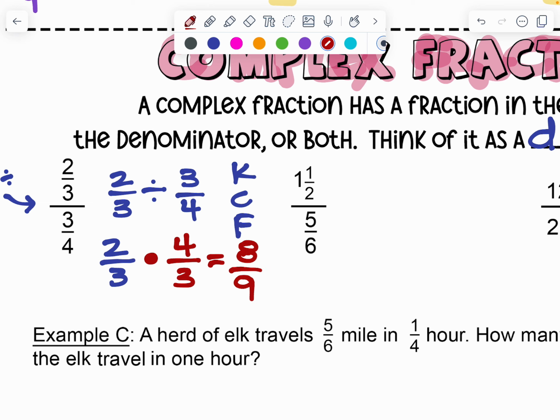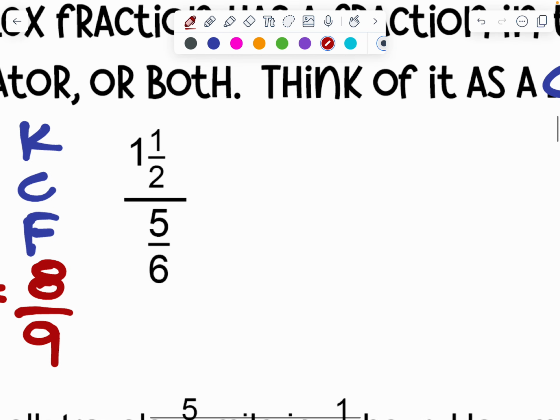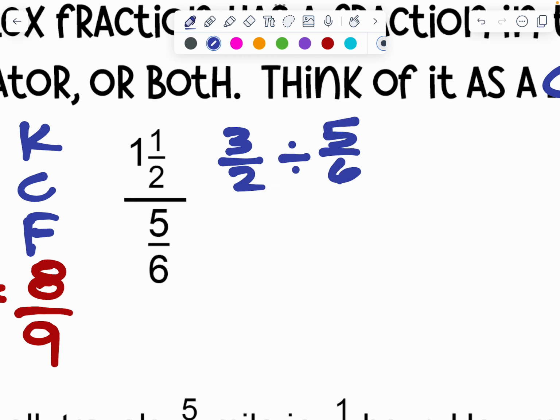All right, let's look at the next one. Next one is 1 1/2. I cannot do that, so change that to improper. 2 times 1 is 2 plus 1 more. That is 3/2. The fraction line means divide, and then 5/6. And then from here, keep, change, flip, if that helps your brain.